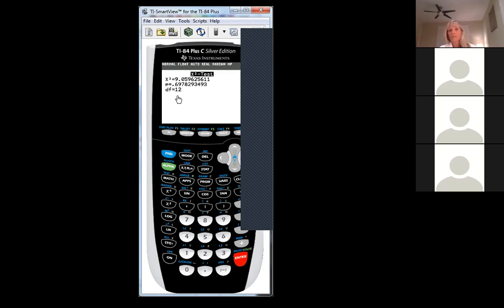Notice the degrees of freedom is a little harder. It's 12. I'm not going to go over that, but you can believe me or believe the calculator. So I want to show you one more thing. If I go to matrix, I want to go to B, and I think enter, and enter again.